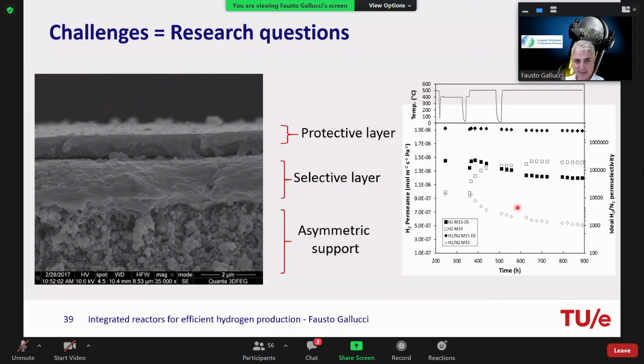So as I said, challenges will give you opportunities for new research, but also, very important when you work with membranes, make sure that you test the membranes for a long, long time. If we stop at 100 hours, all the membranes will work. And perhaps our colleagues can also confirm this. You start to see membrane failure when you work for a few hundred hours in the lab.